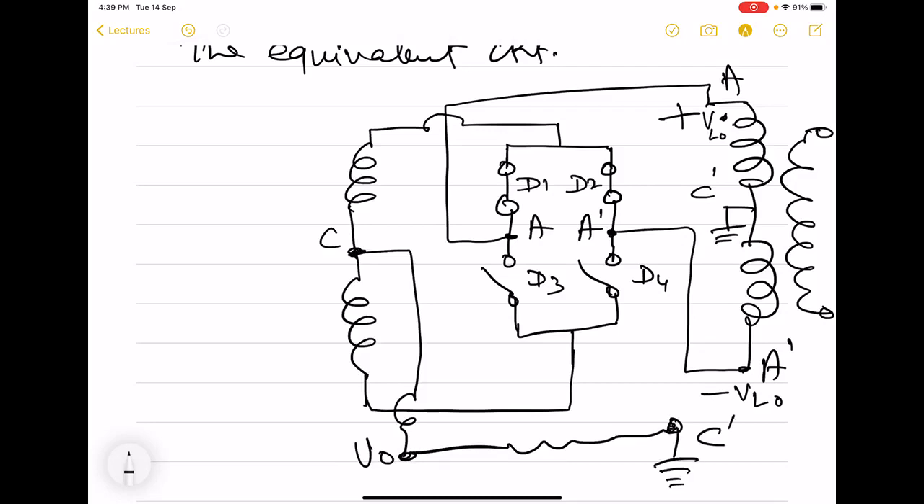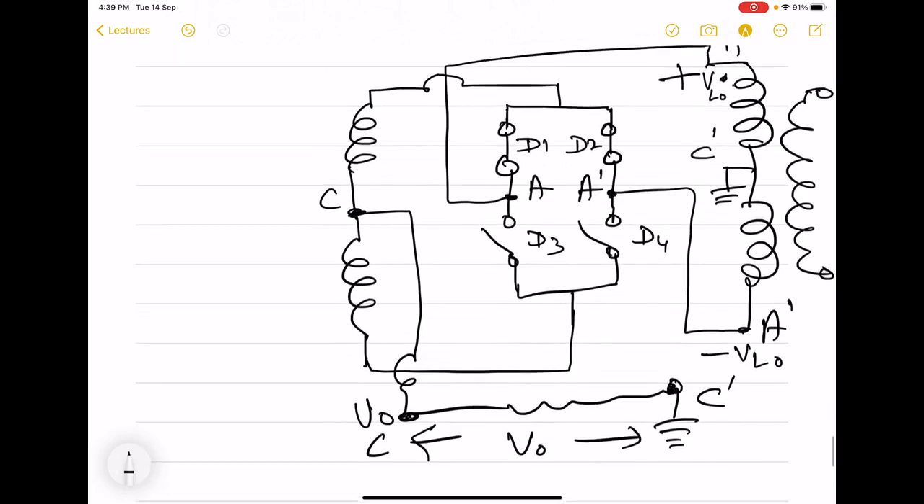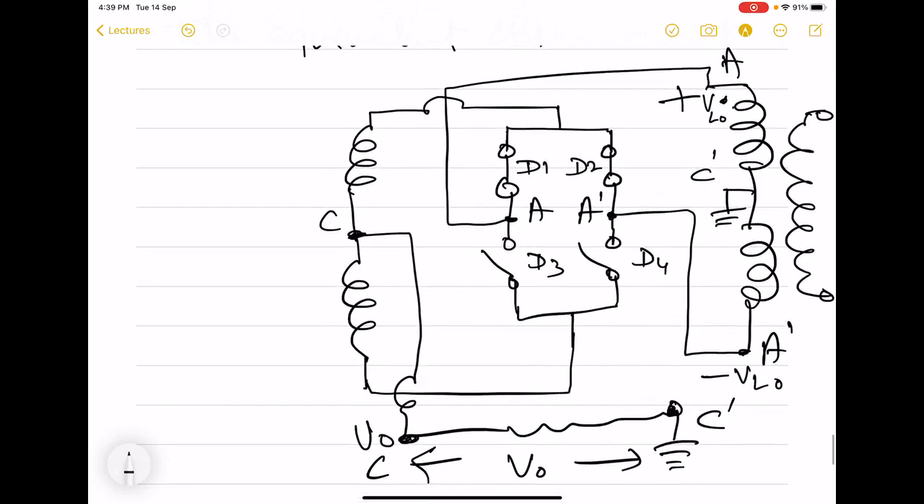So this is ground. It is also equal to C dash. So this output voltage is between node C and ground. So here we see the C node is here. So that means we are basically measuring the output between this node and a ground.